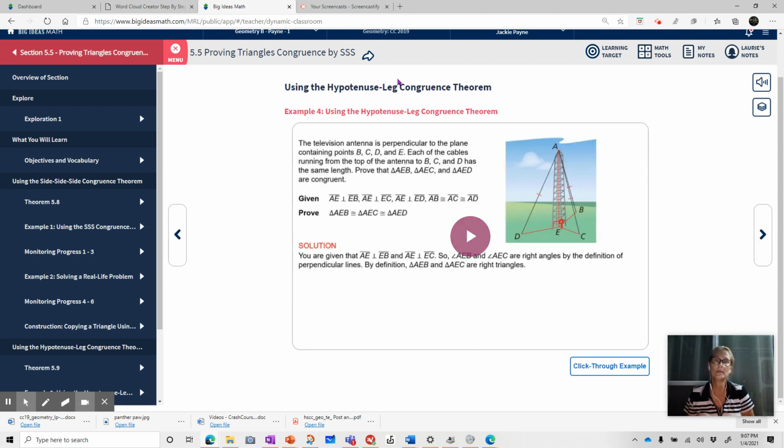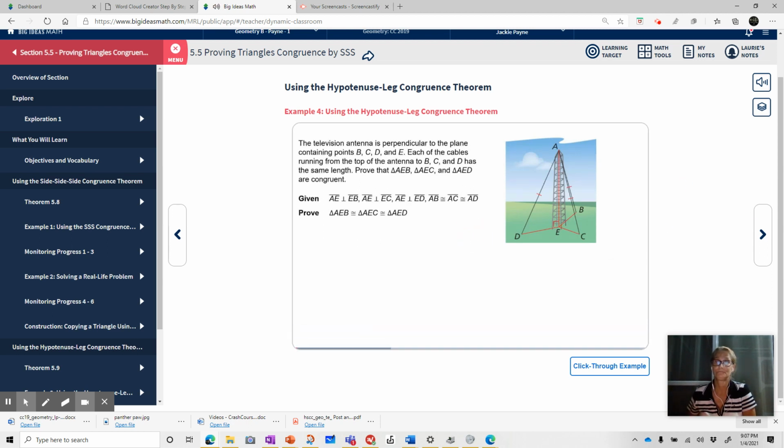Here is an example where if you have one right triangle and you can prove the other ones, the picture's not great, but this is a good example of how to use the hypotenuse leg congruence theorem. So here we go. The television antenna is perpendicular to the plane containing points B, C, D, and E. Each of the cables running from the top of the antenna to B, C, and D has the same length. Prove that triangle AEB, triangle AEC, and triangle AED are congruent.